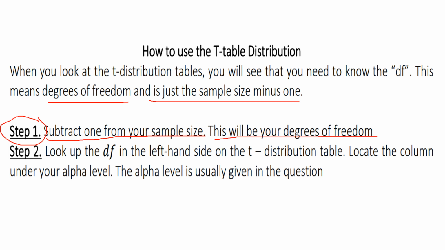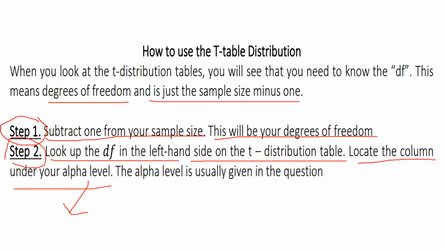Now, for your step number 2, look up the degrees of freedom on the left hand side of the t distribution table. Then locate the column under your alpha level. This will depend on whether your problem deals with one tail or two tail. If one tail, we can consider your left tail or right tail. If your problem wants you to deal with a two tail, then you need to consider both your left and right tail of your normal curve.